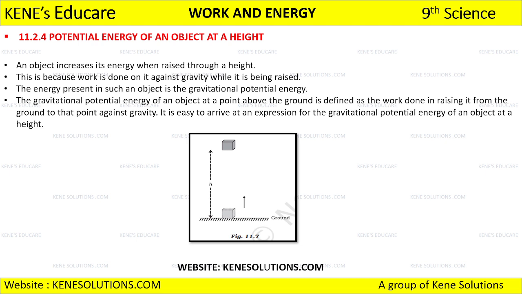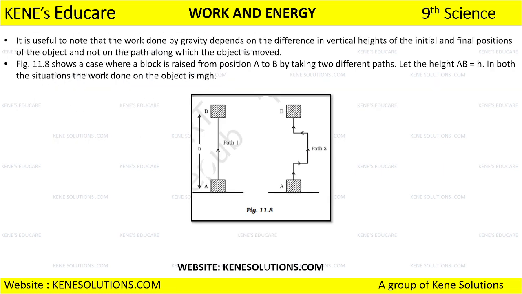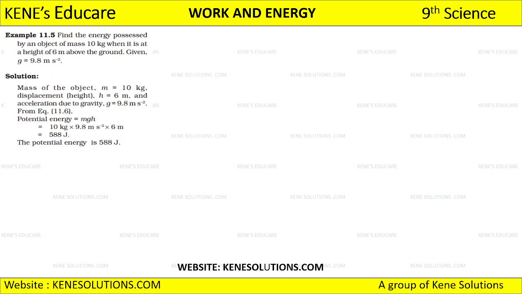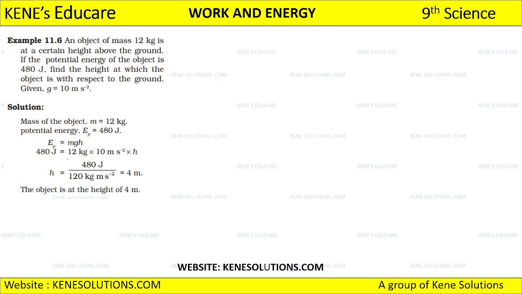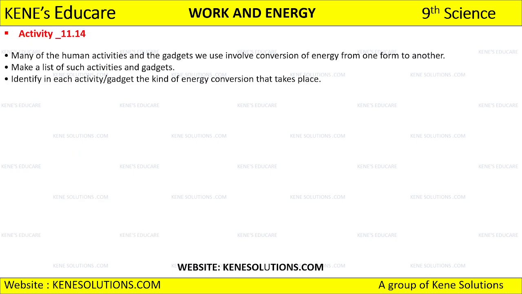potential energy of an object at a height. So if an object is at a height, what kind of energy does it have and how exactly potential energy works there. Then we have example 11.5, 11.6 to discuss. After that we have the most important question that has been asked: are various energy forms interconvertible? Can we convert the energy forms that we have or we cannot? So we'll be discussing that.